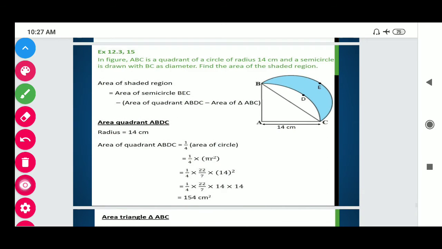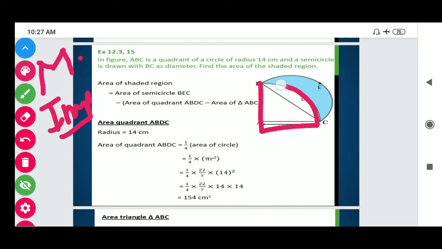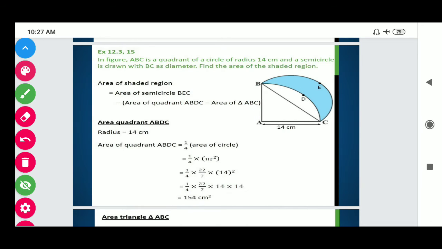Next question: this question is most important. Okay, here we have ABC, a quadrant of a circle of radius 14 centimeter, and a semicircle is drawn with BC as the diameter. Find the area of the shaded region. Students, this is a very important question.